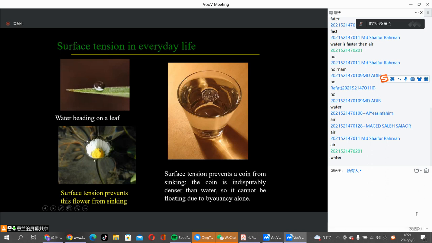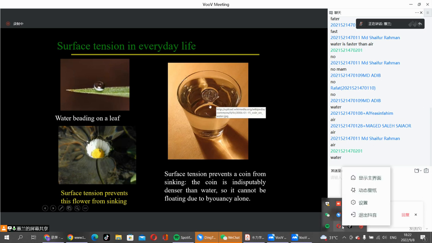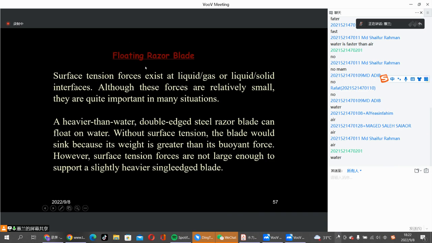This is a flower, and surprisingly it does not sink. Instead, it floats. This is because of surface tension. Here we also have a coin. We know that it is much denser than water, but the coin does not sink, it also floats. This definitely is not because of the buoyancy force, because then it would sink to the ground. This is related to the surface tension force.